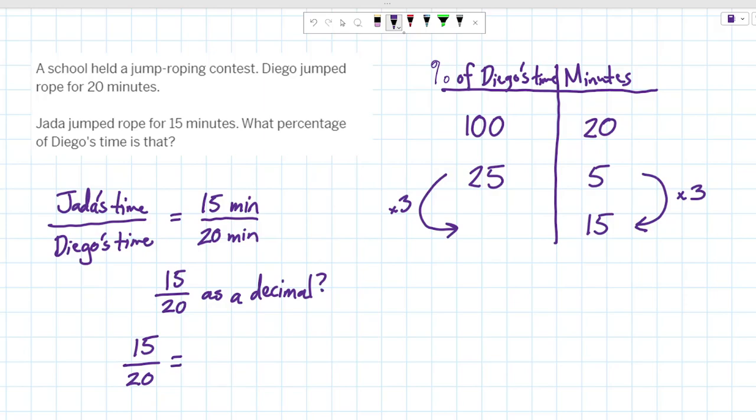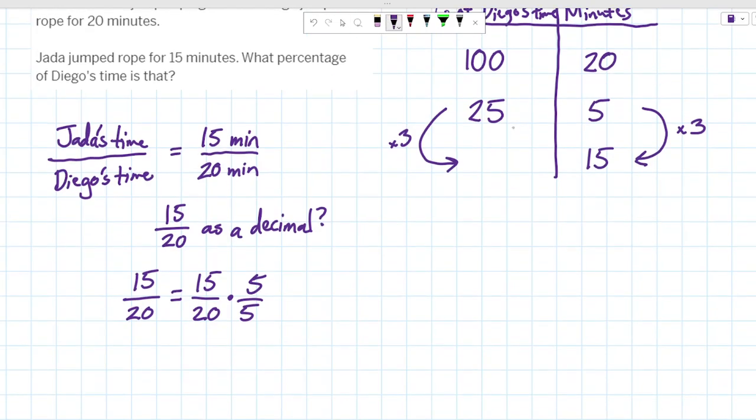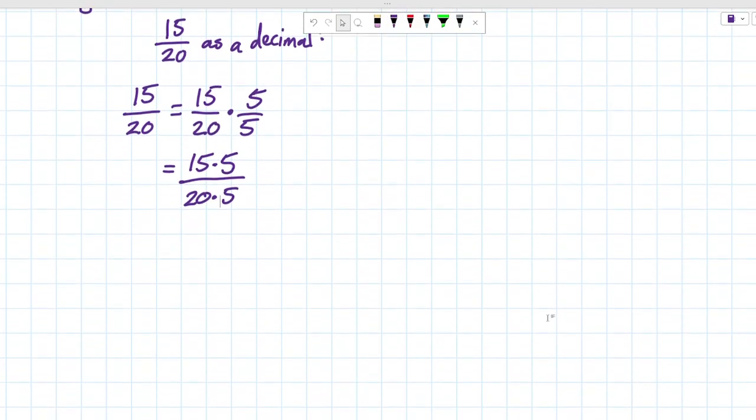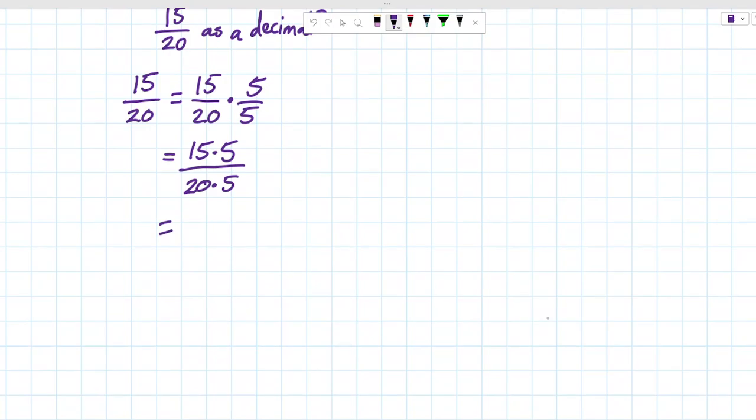Well, if we want to get a common denominator of something like 100, we could multiply this by 5 over 5. So we could say 15 over 20 times 5 over 5 to get an equivalent fraction. So this would be 15 times 5 over 20 times 5. And 15 times 5 is 15, 30, 45, 60, 75. So we get 75 over 20 times 5, which is 100.